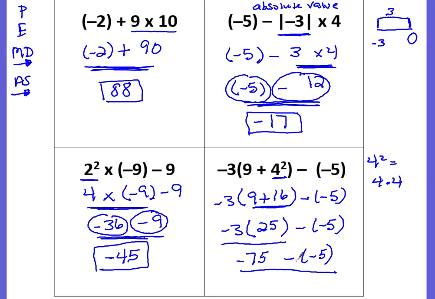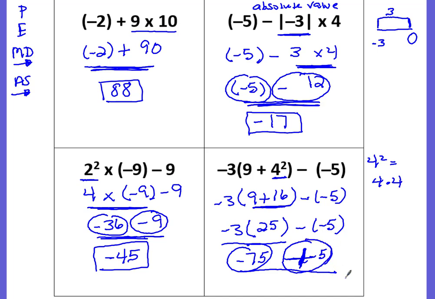Now, we're subtracting a -5. Do you remember about double negatives? Remember, subtraction is the same as adding the opposite. So the opposite of a -5 is a +5, or our little trick is when you have a double negative, you turn it into a big positive. So now we have a -75 and we have a +5.